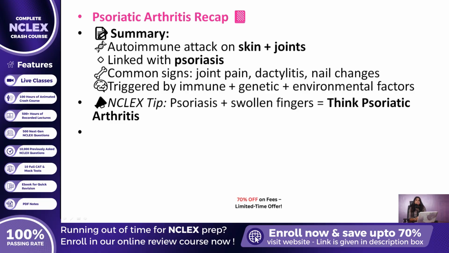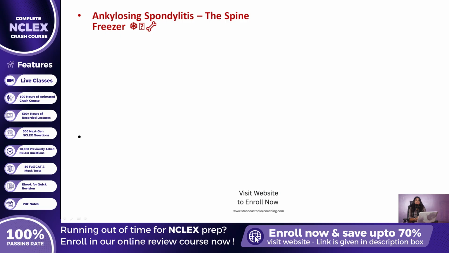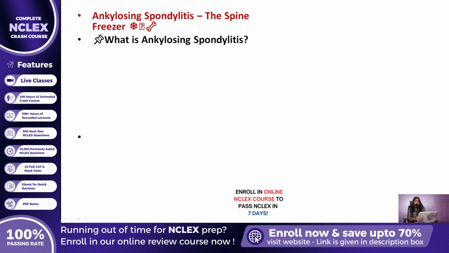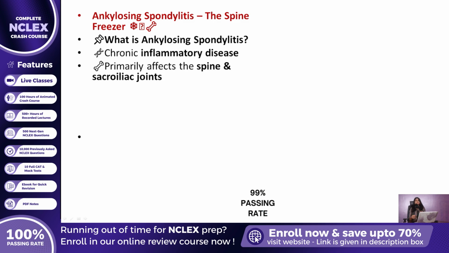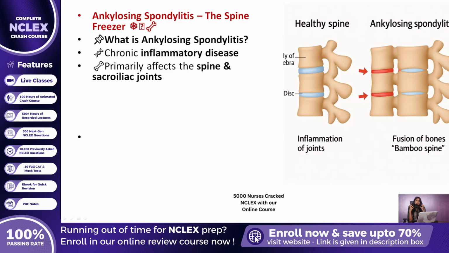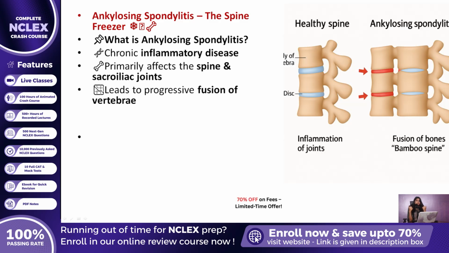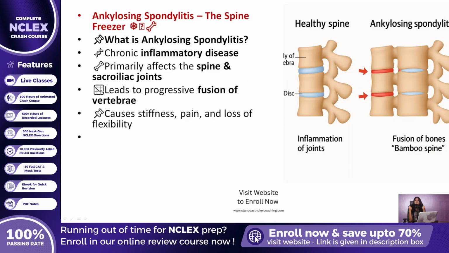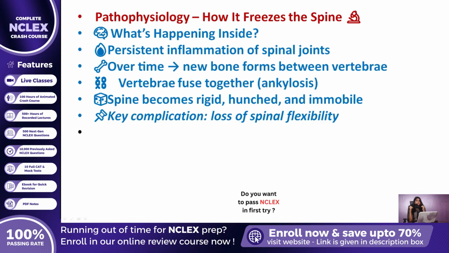diagnosis. Now, let us dive into a condition that stiffens the spine from the inside out, ankylosing spondylitis, often referred to as the spine freezer. This is a chronic inflammatory disease that primarily affects the spine and the sacroiliac joints, which are the joints connecting the lower spine to the pelvis. What happens here is that persistent inflammation slowly causes the vertebrae to fuse together over time. This leads to a rigid, hunched posture and significant chronic back pain.